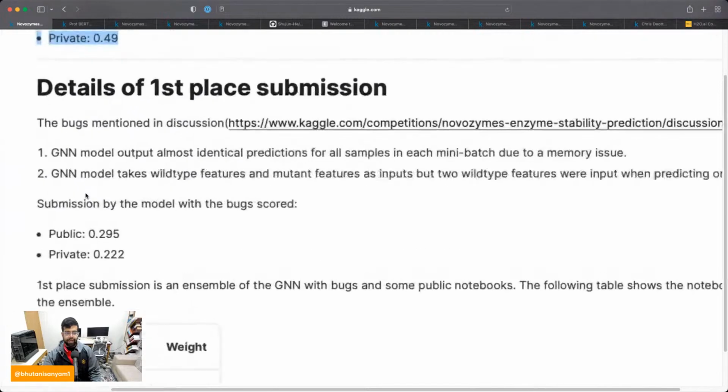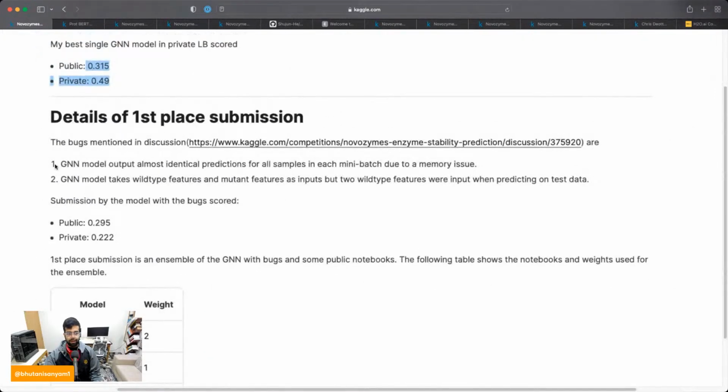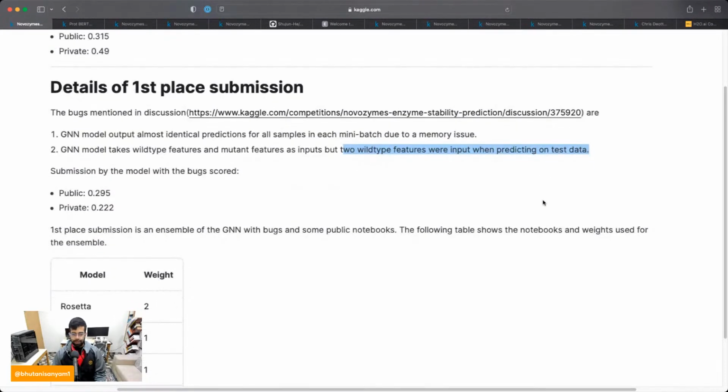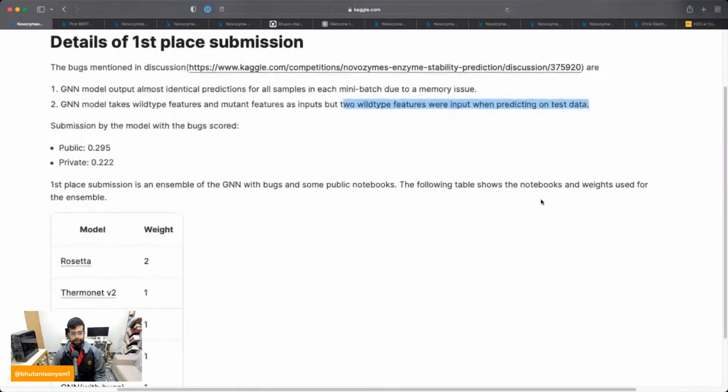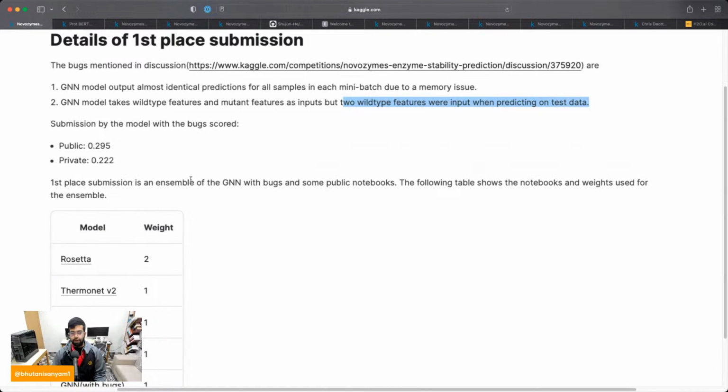There were two bugs he highlights in this model. The GNN model output almost identical predictions for all samples in a mini batch. And the other one is that the GNN model takes wild type feature and mutant feature as input, but two wild type features were input when predicting on test data. So there could have been a case of leakage, as I understand from here. So the first place winning solution was an ensemble of the GNN with bugs and some public notebooks.